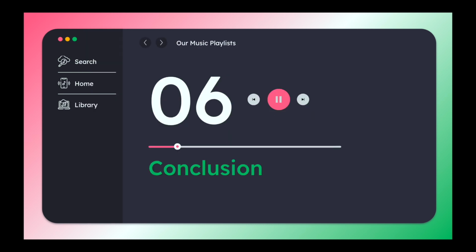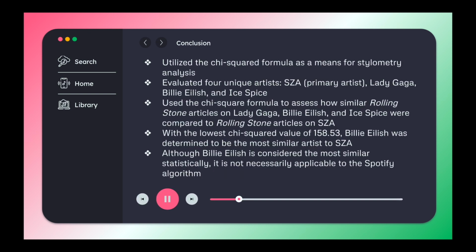And now we'll move on to our conclusion. In conclusion, we utilized the chi-squared formula as a means for stylometry analysis, which is one method that Spotify applies in order to decide what song to play next. For our project, we evaluated 4 unique artists: SZA, Lady Gaga, Billie Eilish, and Ice Spice. With SZA being our primary artist, we used the chi-squared formula to assess how similar Rolling Stone articles on each of the other 3 artists were to Rolling Stone's articles on SZA.